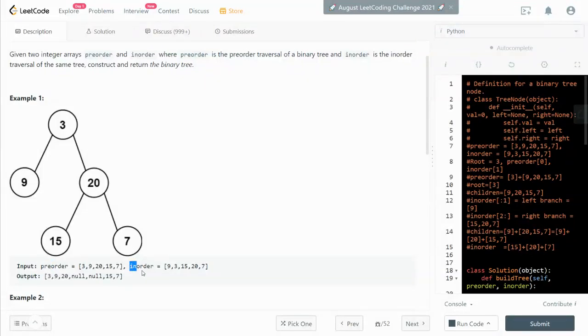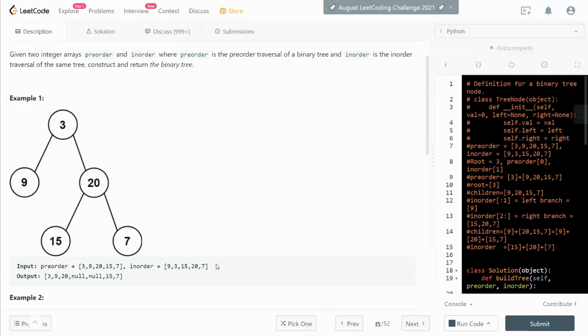And in order means, to me, that the root node comes second. So as you can see for this tree, because the root comes second, the left comes first, and then the root, and then the right, right? So it's 9, 3, then 20, but within this branch, the root comes second. So the left comes first, so 15, 20, and 7. This is how we can represent a tree using pre-order and in-order traversal.